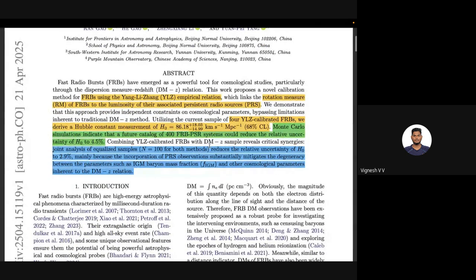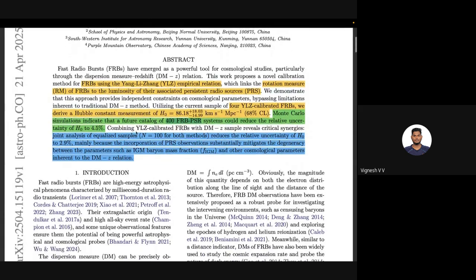However, they have performed Monte Carlo simulations to show that if we increase the sample size to around, let's say, 400 FRB PRS systems, the relative uncertainty is reduced to around 4.5 percent, which means the error is reduced up to 4.5 percent.